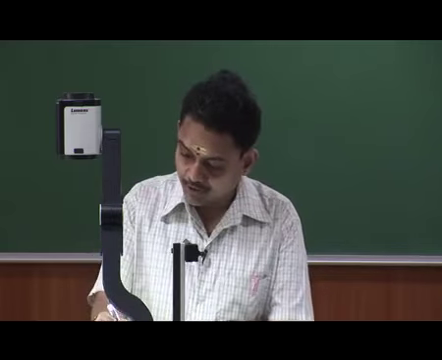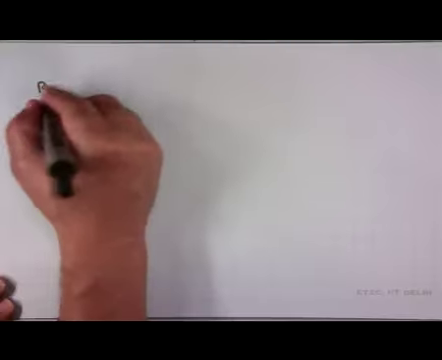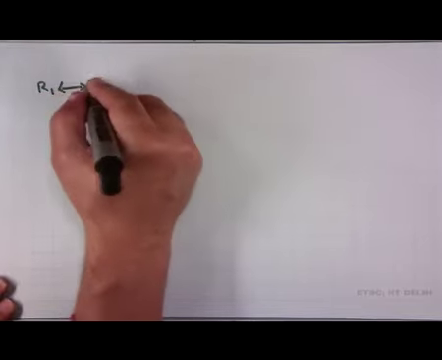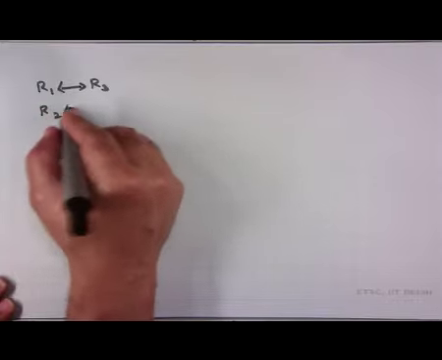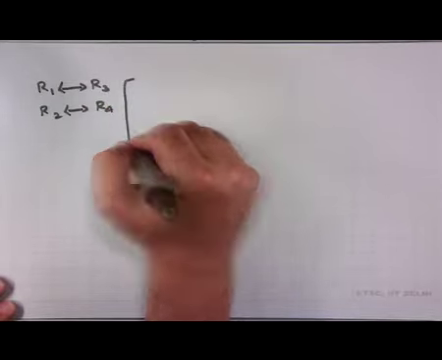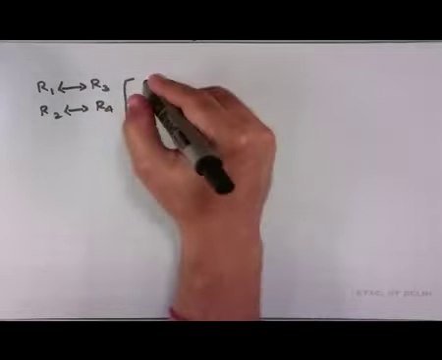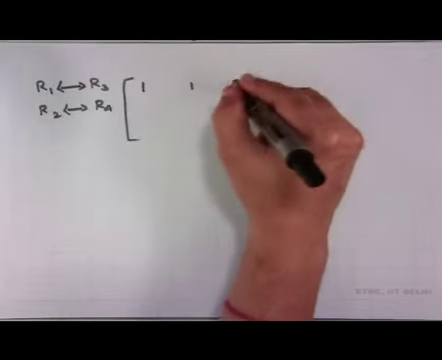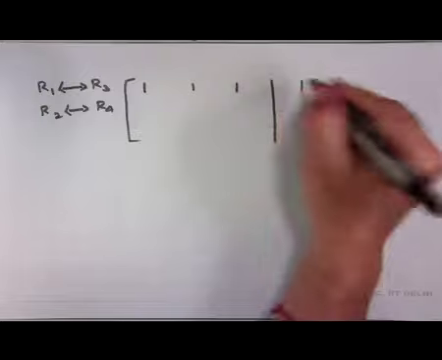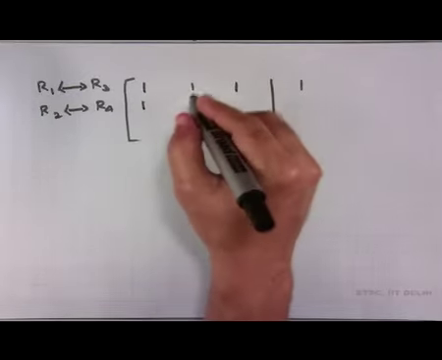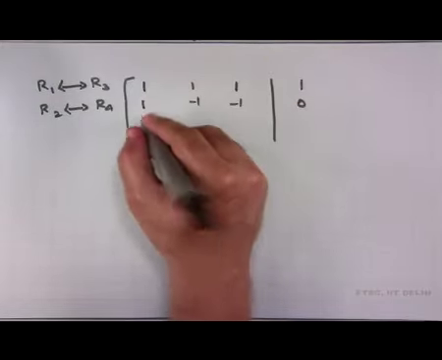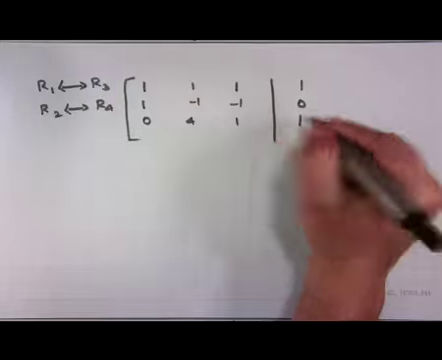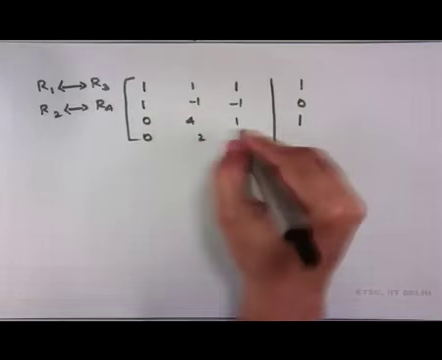So, what we will rather do is we will swap R1 and R3, and similarly we will swap R2 and R4. You have 1 1 1 augmented with 1, and then 1 minus 1 0, and then you have 0 4 1 1, 0 2 minus 1 0.